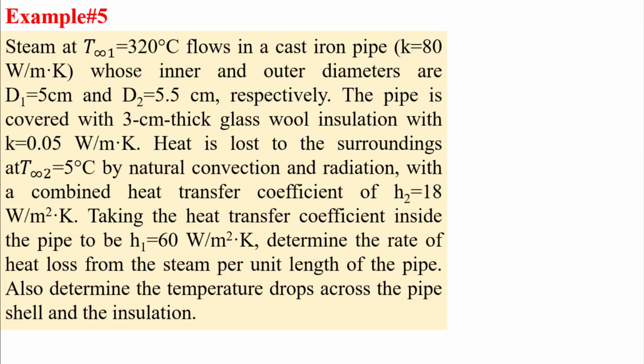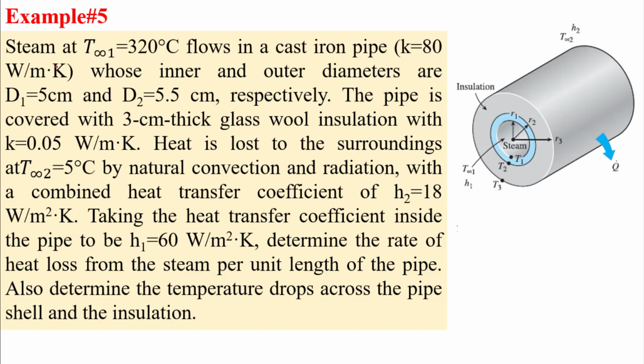Example number 5. Okay, so this example states that steam, we have inside this geometry, flows inside this one. So steam at this temperature, very hot steam, 320 degrees Celsius, flows in a cast iron pipe. This is the material of this pipe, cast iron.